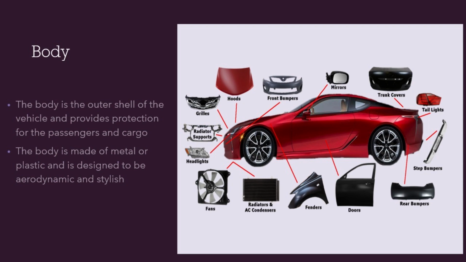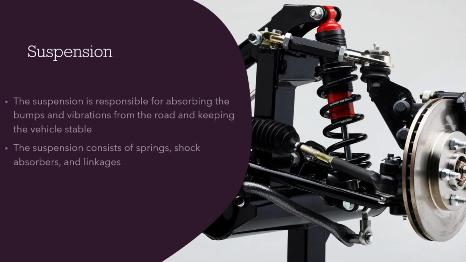The body is made of metal or plastic and is designed to be aerodynamic and stylish. Suspension. The suspension is responsible for absorbing the bumps and vibrations from the road and keeping the vehicle stable. The suspension consists of springs, shock absorbers, and linkages.